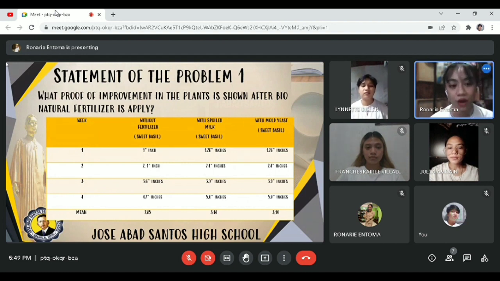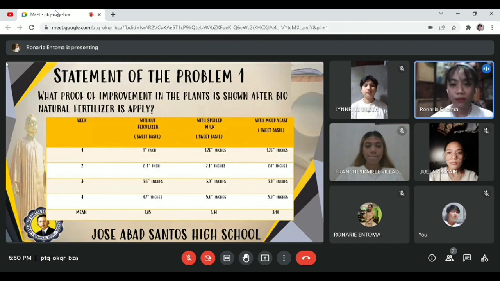As we can see, we have here the list of the growth developments of plants starting from week 1 up to week 4. There are now changes, as we can see, between without fertilizer and applying bio-natural fertilizer. For week 1 of without fertilizer, the average height of the sweet basil plant is 1 inch. For week 2, we have 2.1 inches. For week 3, 3.6 inches, and for week 4 is 4.7 inches. And its mean is 2.85.